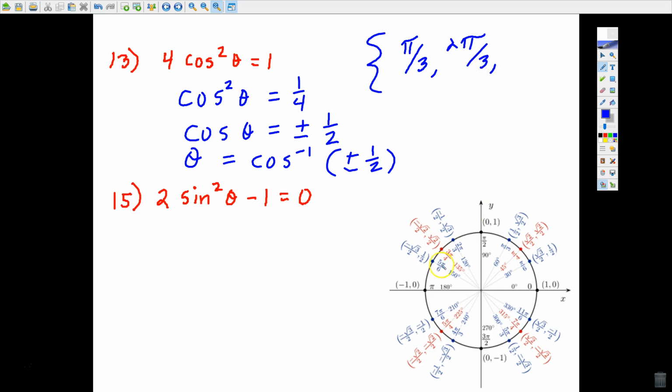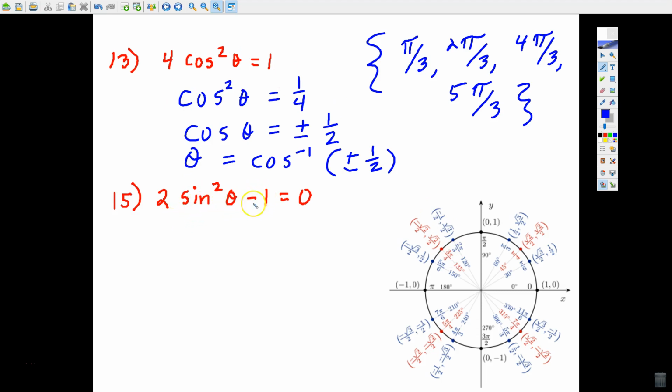Ruthie. 4 pi over 3. And Lily. 5 pi over 3. Did we get them all? Any questions about number 13? Okay, let's try number 15.